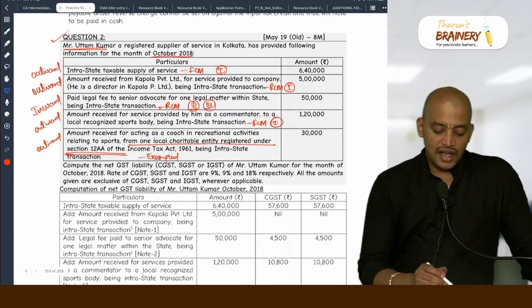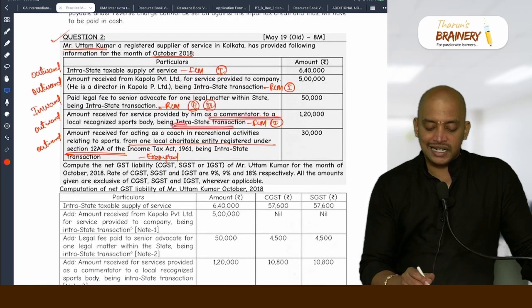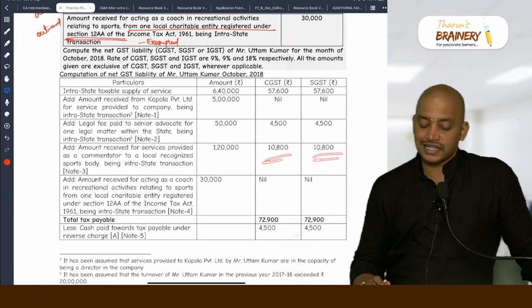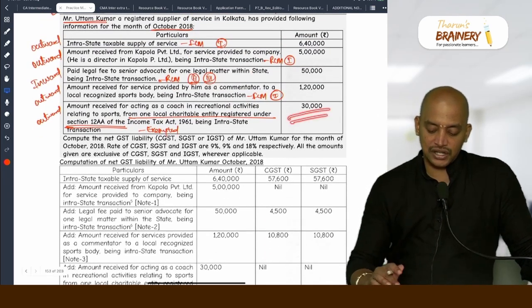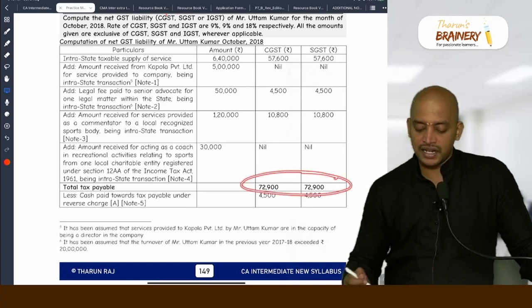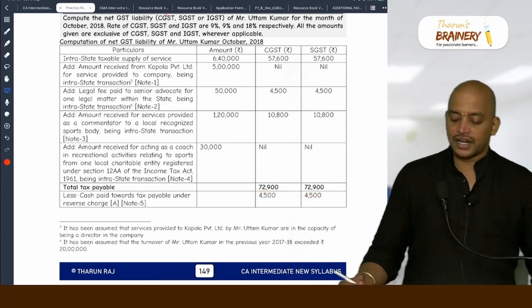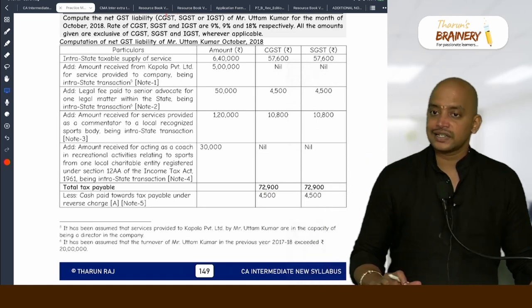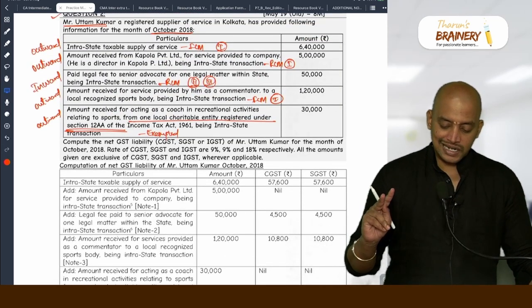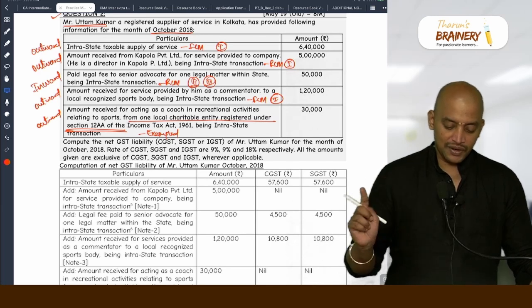Then next one, amount received for commentator, intrastate transaction. So 1,20,000 into CGST, SGST. Then the next transaction, 30,000, will be exempted. So we got the CGST, SGST liability 72,900, 72,900. Are you understanding this? Next, RCM. Two things are there in RCM, only one.